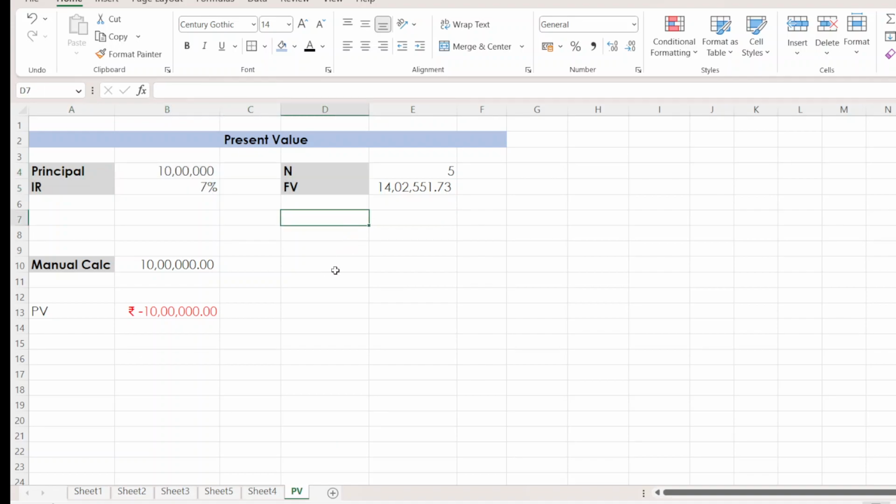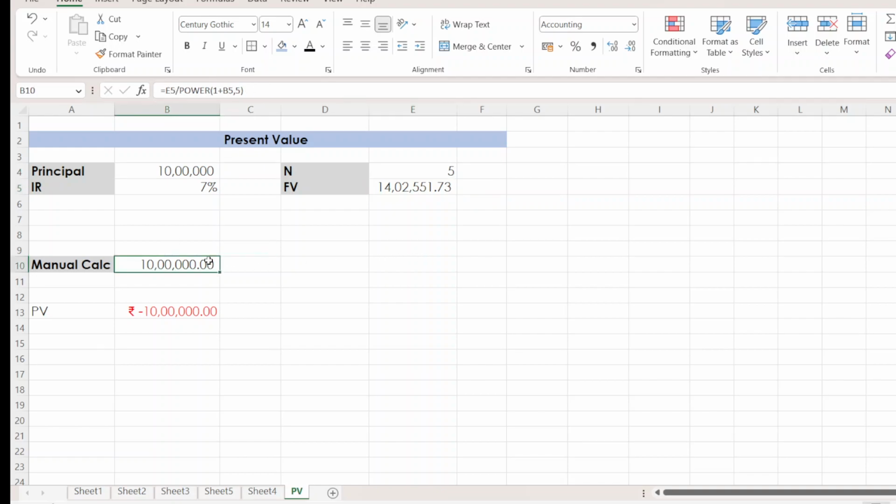The second step would be, now you know the future value. Let's say, for example, you need this much amount after 5 years. How much investment do you need to make? How do you know? Manually, you can do this one.